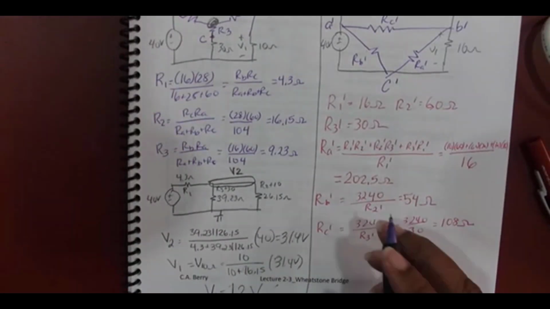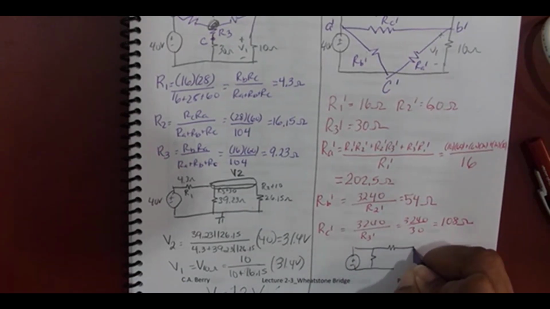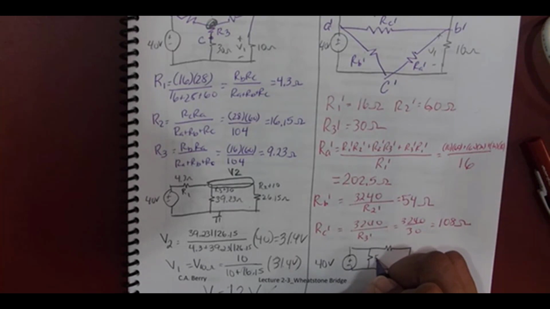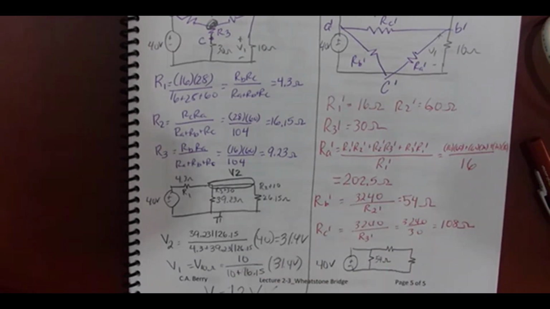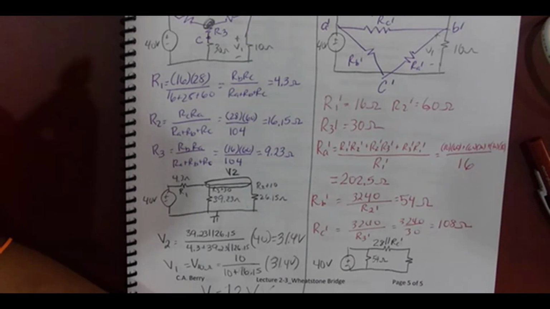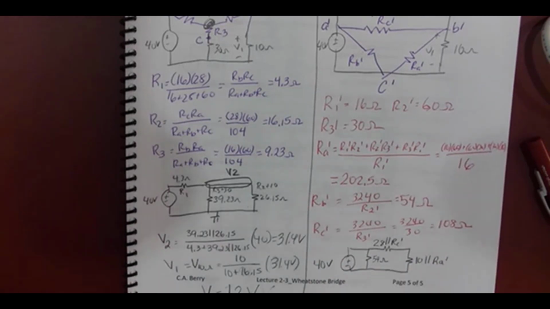Okay, so now I'm going to redraw this like this. I'm down to 1 voltage source and 3 resistors. I have 40 volts in parallel with 54 ohms. That top resistor is 28 in parallel with RC prime, and that right resistor is 10 in parallel with RA prime. The top resistor is 28 in parallel with 108.